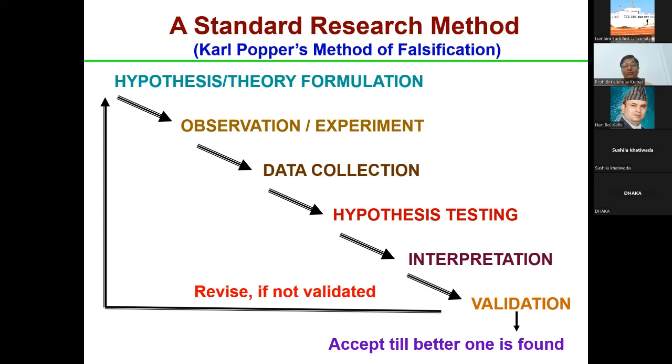Now we are coming to our main subject, hypothesis, and how a research scholar moves from variables to propositions and then hypothesis. We have seen hypothesis, theory formulations, observations or experiment, data collections, hypothesis testing, interpretations and validation, and lastly, accept till a better one is found.